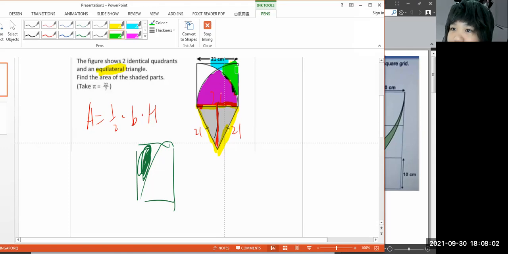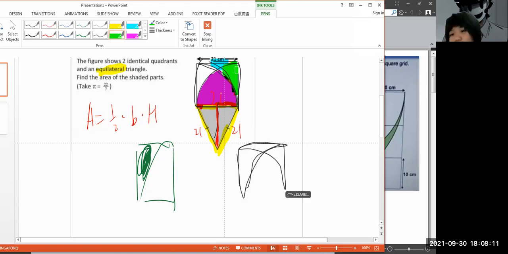I did this, and then I minus off that part, and I found this. But then this part is double. Yep, this is double. You're not supposed to double it. Then how?